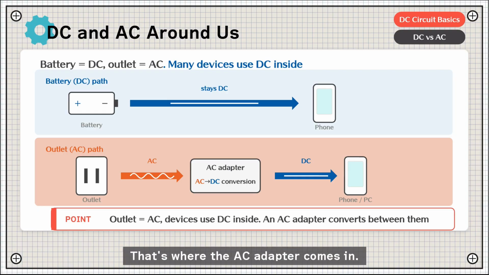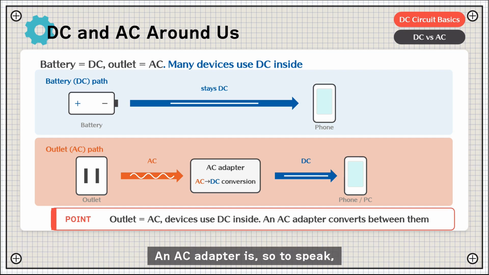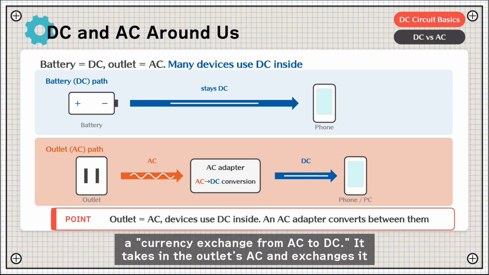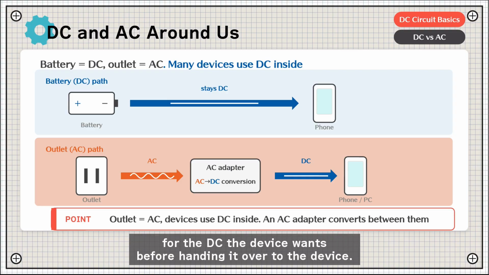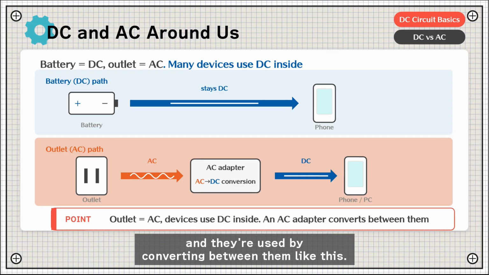That's where the AC adapter comes in. The charger for your phone or laptop is exactly this. An AC adapter is, so to speak, a currency exchange from AC to DC. It takes in the outlet's AC and exchanges it for the DC the device wants before handing it over to the device. Around us, both AC and DC exist, and they're used by converting between them like this.